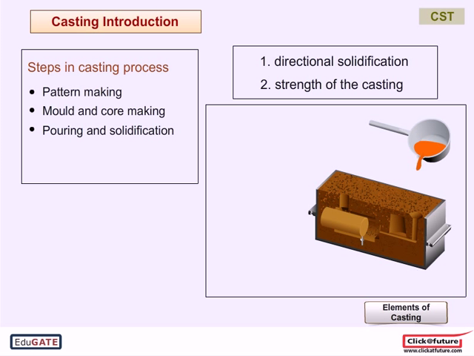Pouring and solidification. While pouring molten metal in the mold cavity, we have to go through the pouring time, which is major governing factor for the directional solidification of the casting. Then, solidification time decides the strength of the casting.